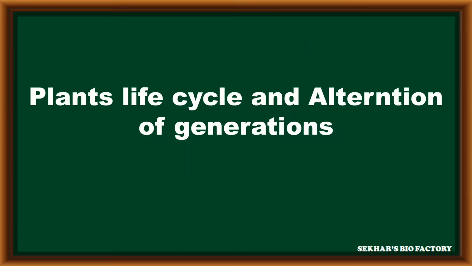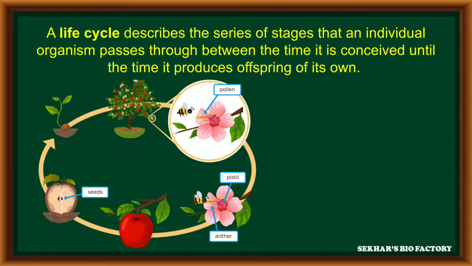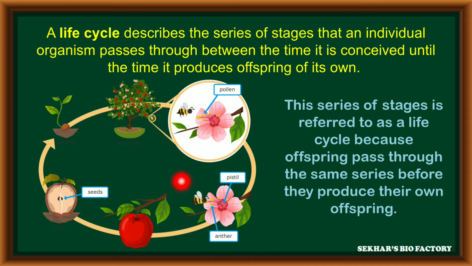In this video, I am going to explain the plant life cycle and alternation of generations. A life cycle describes the series of stages that an individual organism passes through between the time it is conceived until the time it produces offspring of its own. This series of stages is referred to as a life cycle because the offspring pass through the same series before they produce their own offspring.